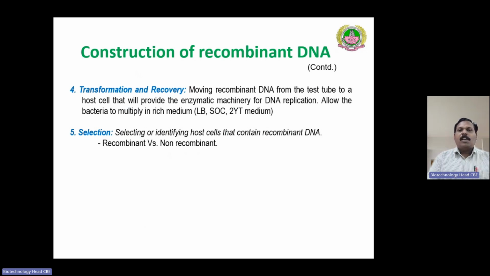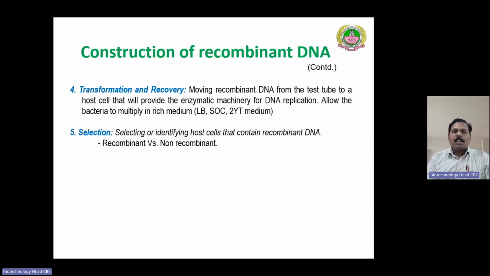So this would allow the cells to multiply the clones in a rich medium. Most possibly, we will be using the LB medium or SOC medium for bacterial multiplication. The fifth step, or the last step, in the construction of recombinant DNA technology and transformation is selection of the host cells which would be carrying the recombinant DNA.